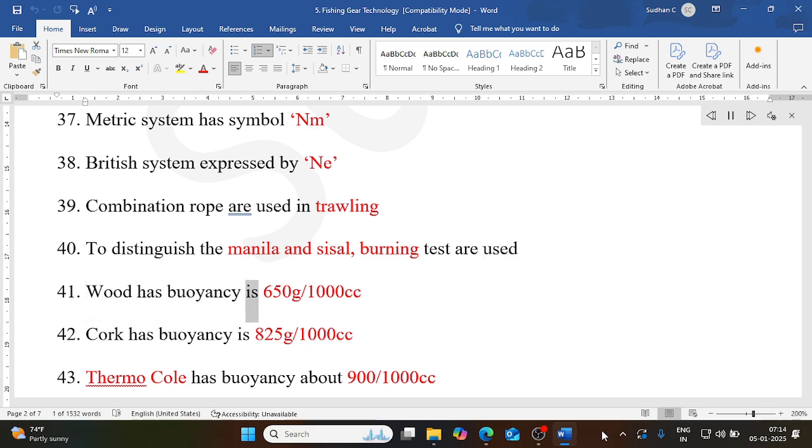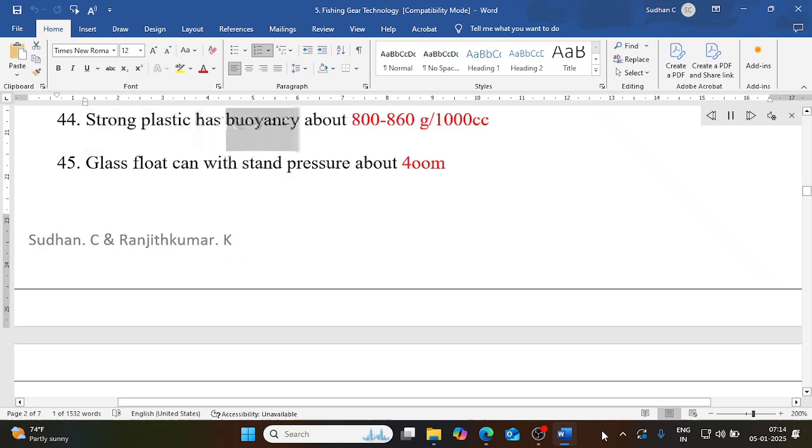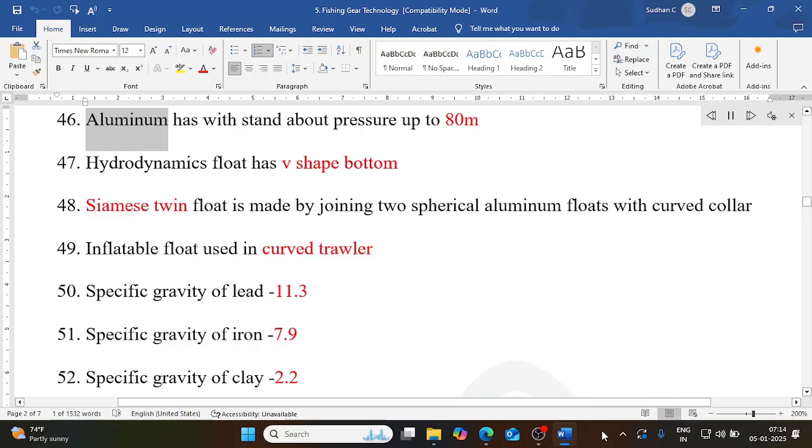Wood has a buoyancy of 650 g/1000 cc. Cork has a buoyancy of 825 g/1000 cc. Thermocol has a buoyancy of about 900 g/1000 cc. Strong plastic has a buoyancy of about 800 to 860 g/1000 cc. Glass float can withstand pressure of about 4 atm. Aluminum can withstand pressure up to 80 m.